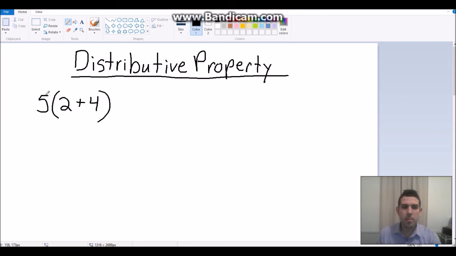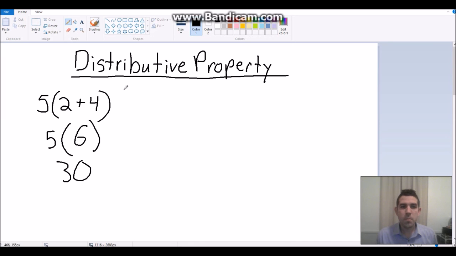Let's take this problem, 5 times 2 plus 4. Remember, any number next to a parentheses with no operation in between it means multiply. If I were to solve this regularly, like you would probably think to do it, you would do 2 plus 4, which is 6, and 5 times 6 is 30. Now let's see what this looks like as distributive property.